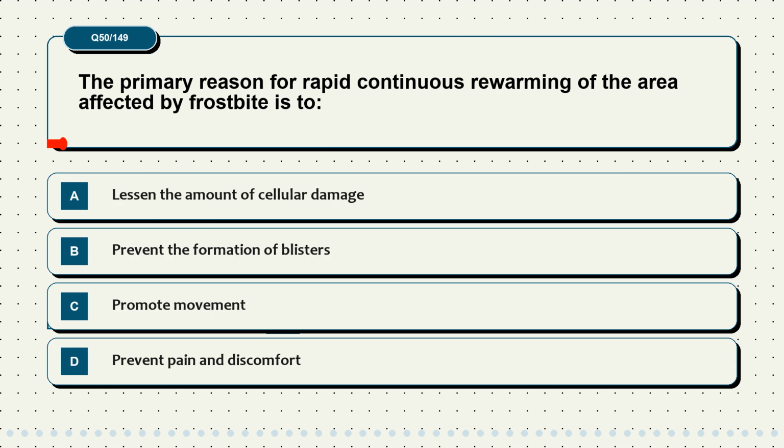Question 50. The primary reason for rapid continuous rewarming of the area affected by frostbite is to. Here are the options. Option A, lessen the amount of cellular damage. Option B, prevent the formation of blisters. Option C, promote movement. Option D, prevent pain and discomfort.